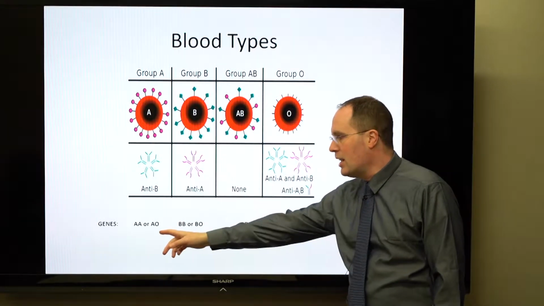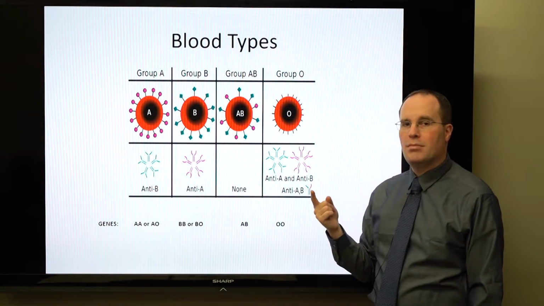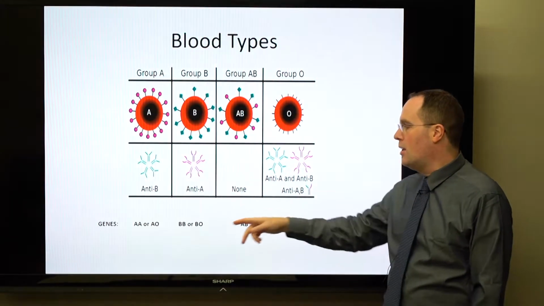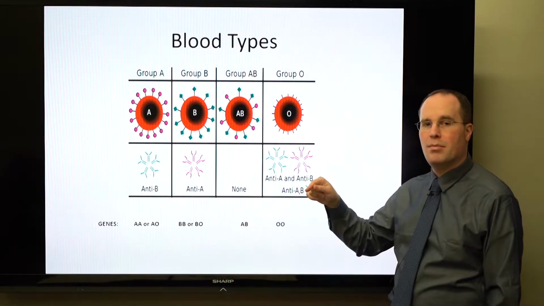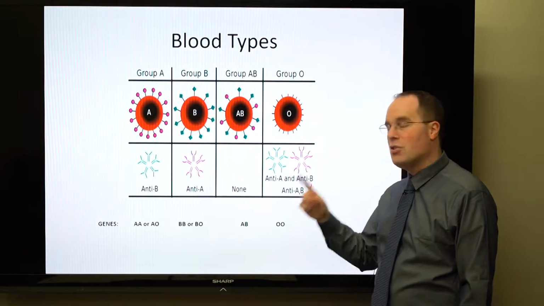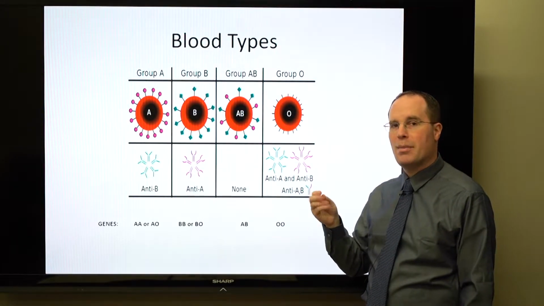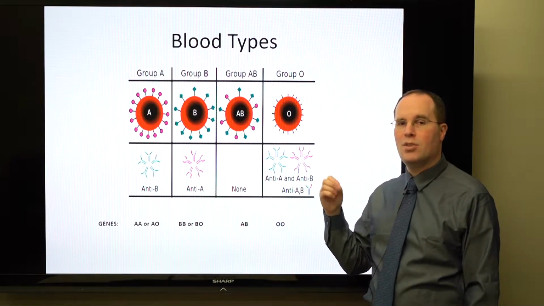And of course, genetically, you can be type A if you're homozygous for the A gene, or if you have one A gene and then one O gene. You could be type B if you're homozygous for B, or similarly, B and O. There's only one way to be AB, and that's if you have an A gene and a B gene codominantly expressed. And then there's only one way to be type O, and that's if you have 2 of these O genes.